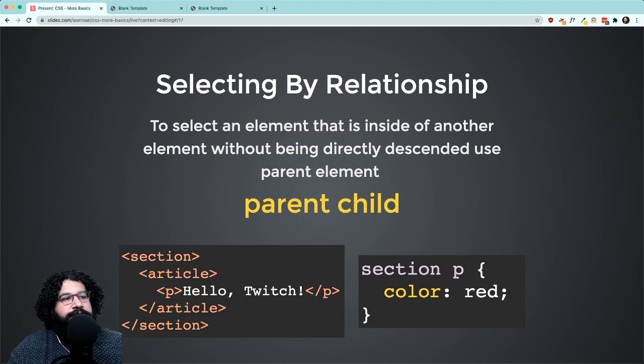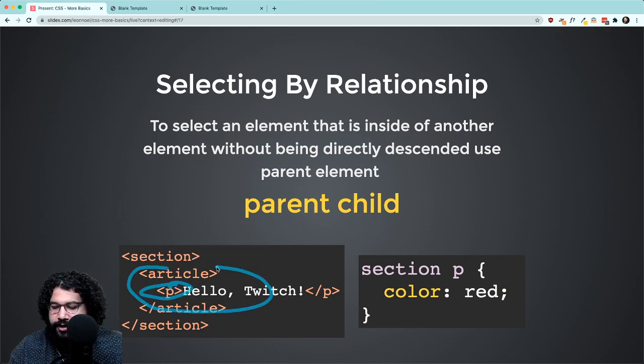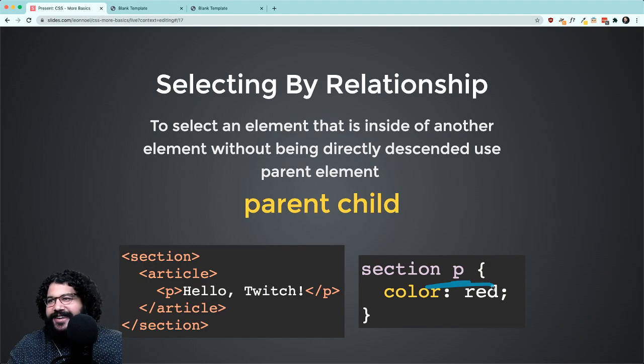So here we have a parent-child relationship, and it doesn't matter how deep that child is. We can see that this paragraph is inside of an article that's inside of that section. So when I do section space P, right? People are trying to do the empty space. That's great. When I do section space P, what I am saying is give me any child of the section. Give me any paragraph. Doesn't matter how deep it is inside that section. Give me the paragraph that's deep inside that section, right? And so it would grab any of them.